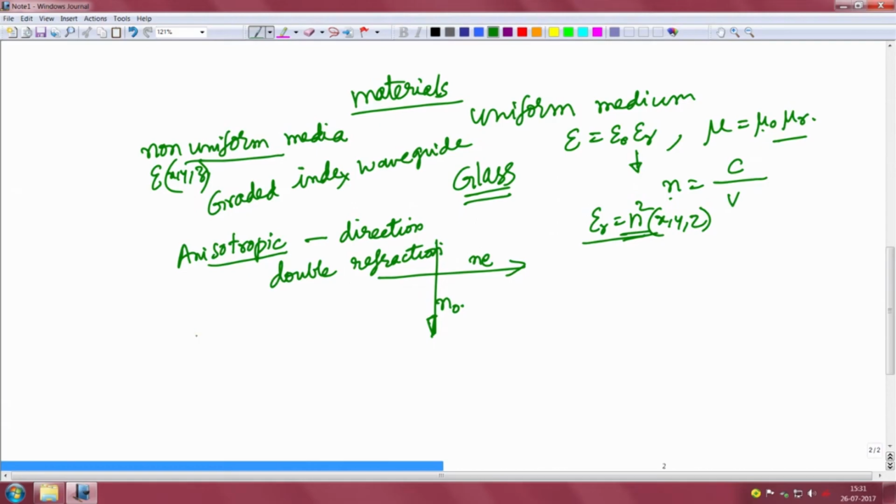Similarly, you can also think of media whose properties depend on time. So, time dependent properties also are important. For example, in an electro-optic modulator, we would like to change the properties of the medium with time. In that case, we need to use n as a function of time also. So, these are the various combinations or various material properties that we will come across.